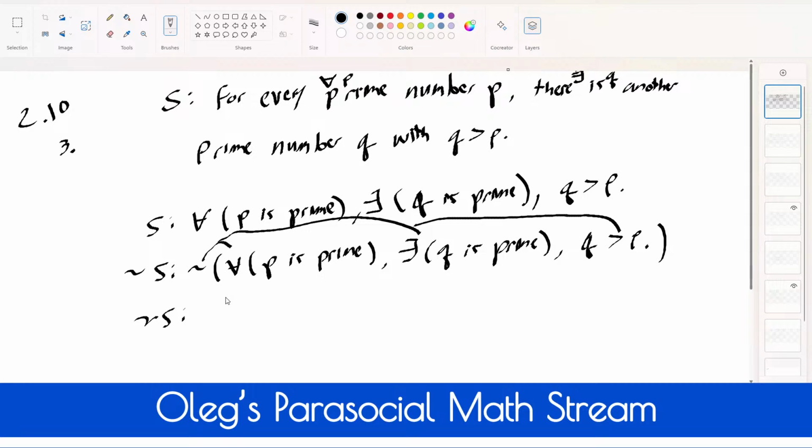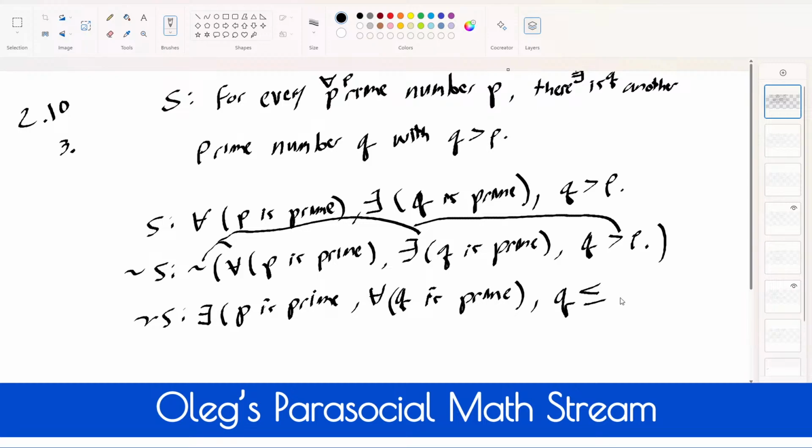Not S. We're going to say all becomes exists. P is prime, for all Q is prime, comma, where Q, now we flip the sign. We don't just flip it though. It's going to be greater than or I think we have to add the equivalence to it though. Let me think about that for a minute.